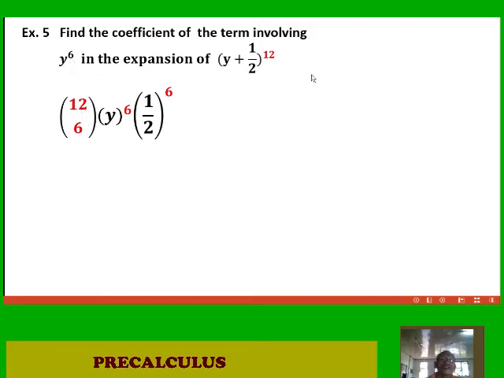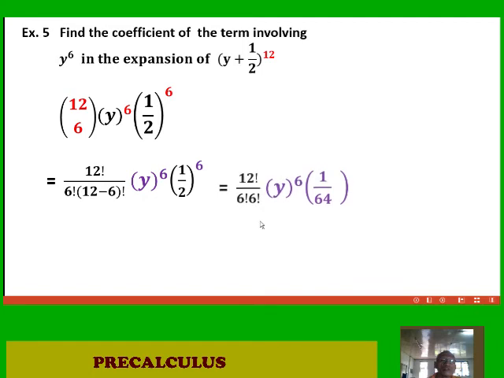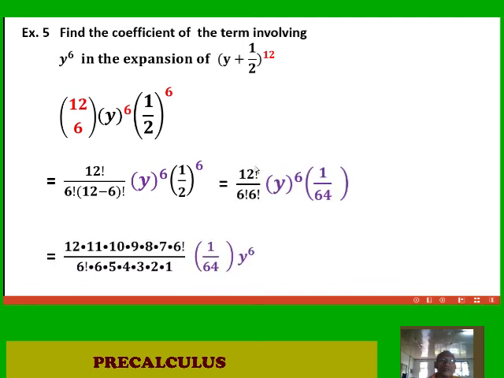So taking the combination of 12 choose 6, it is equal to 12 factorial over 6 factorial times 12 minus 6 factorial, times y to the 6 times 1/2 raised to the 6th power. 12 minus 6 is equal to 6. So expanding the factorial, 12 down to 6, and 6 factorial is 6 times 5 times 4 times 3 times 2 times 1. Cancelling out 6 factorial.